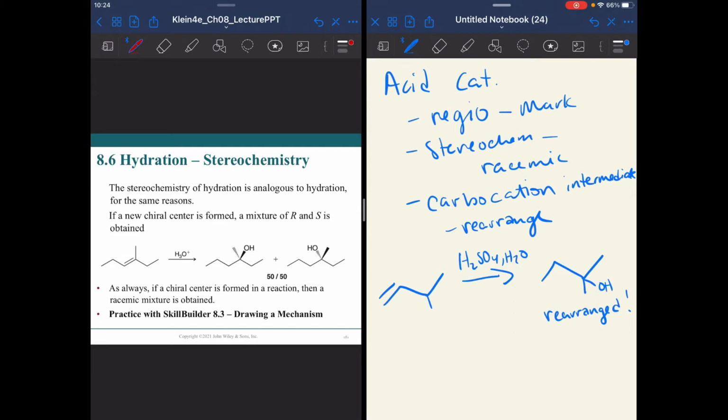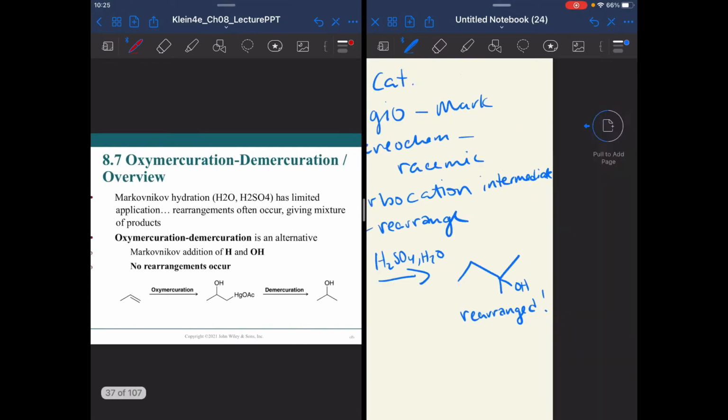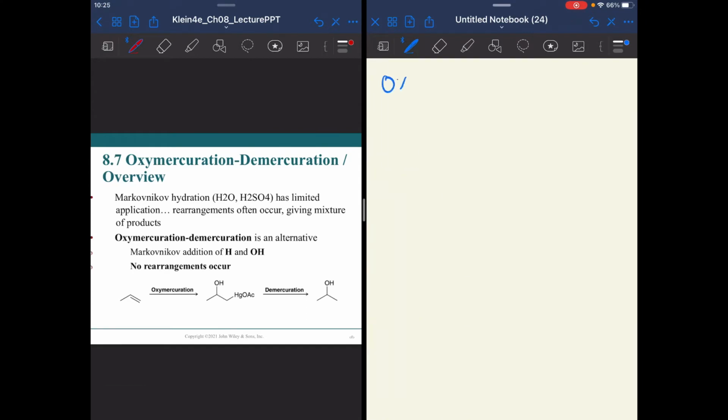But what if you wanted the OH to be installed in that secondary position, right? The more substituted side of the double bond, but not rearranged. Well, we have an answer for that. And that is called oxymercuration, demercuration. Oxymercuration, demercuration is a two-step reaction.